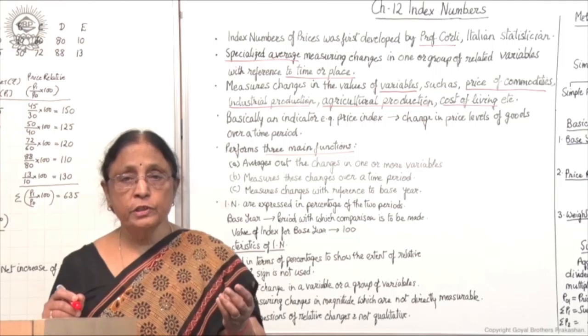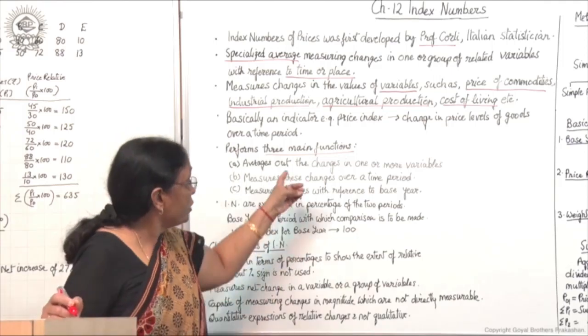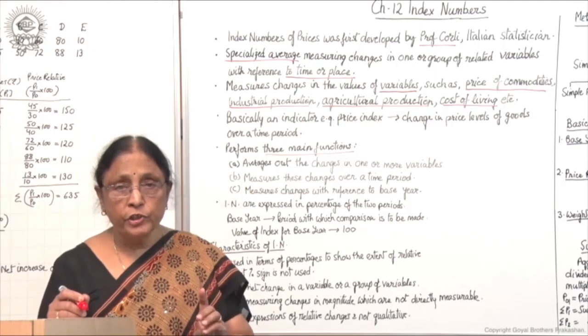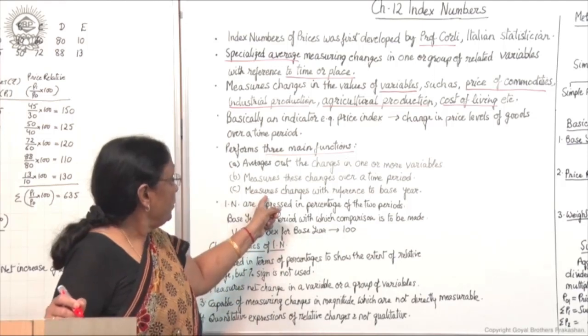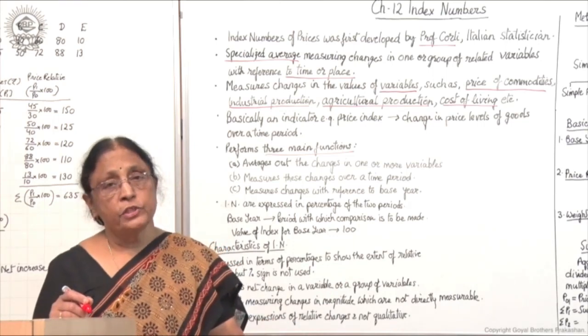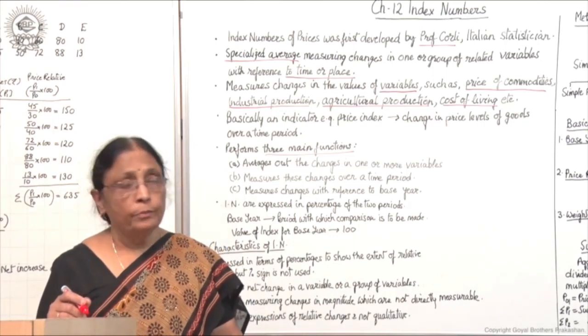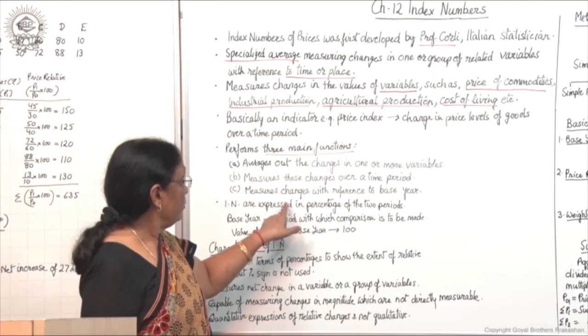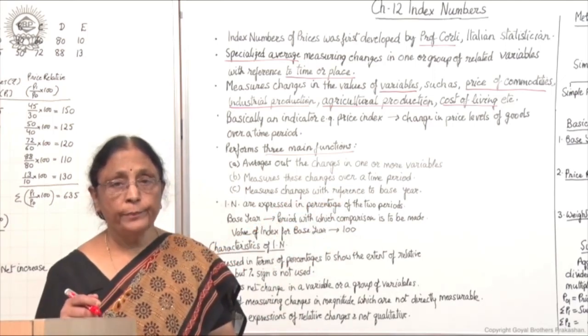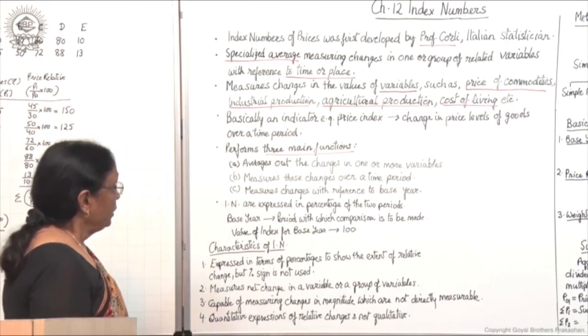So, three functions it averages out. First is it averages out the changes of one or more variables. This is the first function. Second is it measures changes over a time period, and it measures changes with reference to base year. These are three functions.